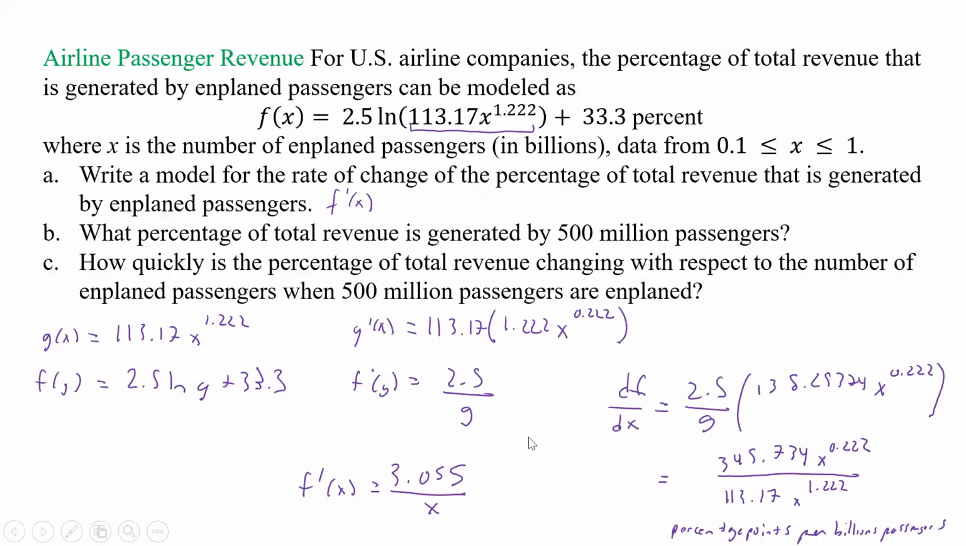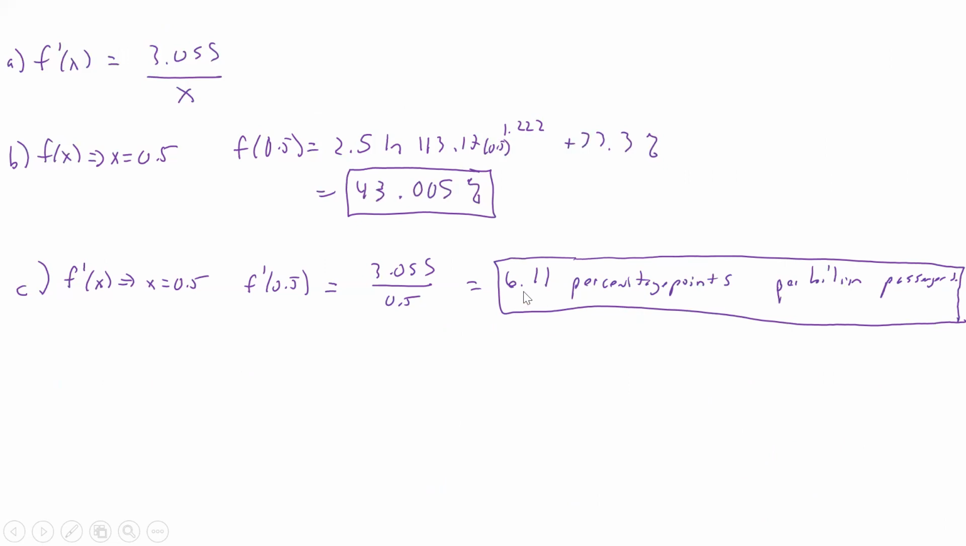And this, if we wrote it out, was our part A, simplified. Again, we could have left it with this, but since we can divide that by that and get 3.055 and reduce that and get x, I think that's the best and simplest form we could use. So how quickly was it changing? It was increasing by 6.11 percentage points per billion passengers. All right, let's stop there and we'll come back for more.